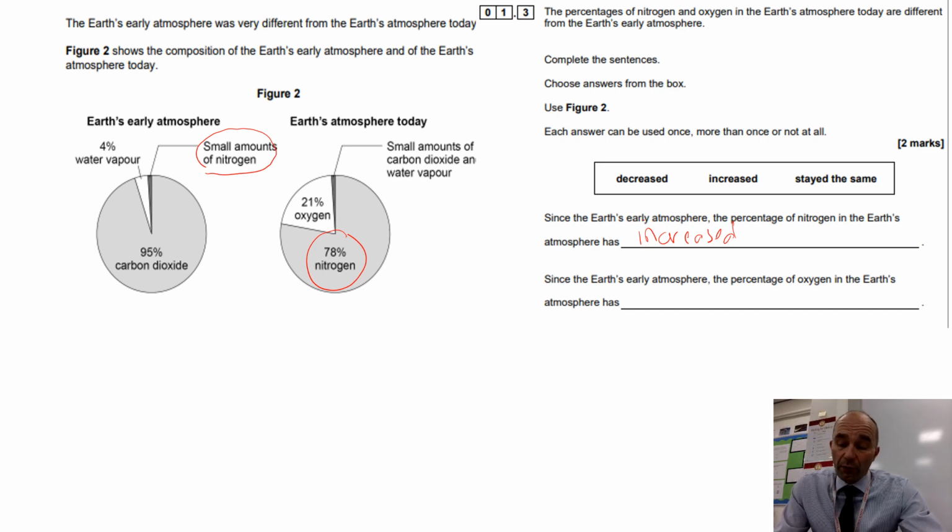And then the second part, since the Earth's early atmosphere, the percentage of oxygen in the Earth's atmosphere has done what? Well, again, if you look at the early atmosphere, there isn't any oxygen. So there's absolutely none there. And now we have 21% oxygen. So again, that has increased as well. Don't get too worried about using the same word twice.